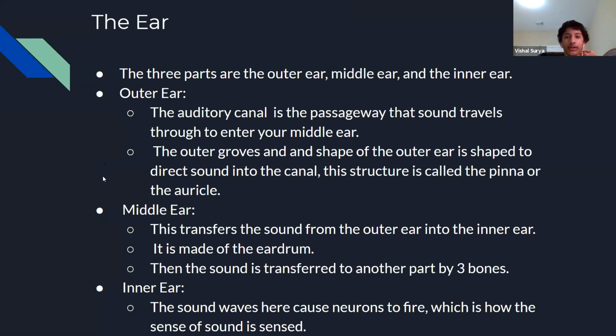Next we have the middle ear. This part transfers the sound from the outer ear into the inner ear. It is also made of your eardrum, which is another important part. Then the sound from your outer ear is transferred to your inner ear through three main bones. The sound hits one, that transfers the force to another, that transfers the force to another, and then that goes to the inner ear. In the inner ear, that's where you actually sense the signal of sound, because the sound waves cause different neurons to fire, which is how sound is sensed.